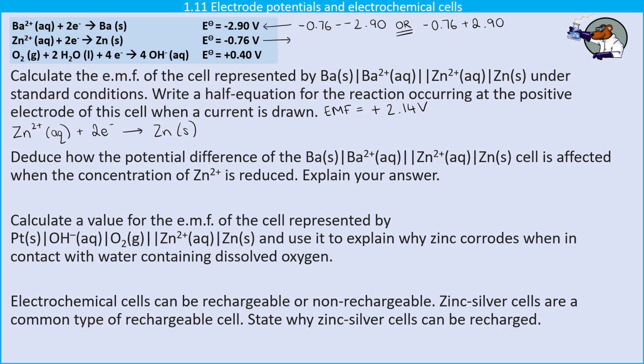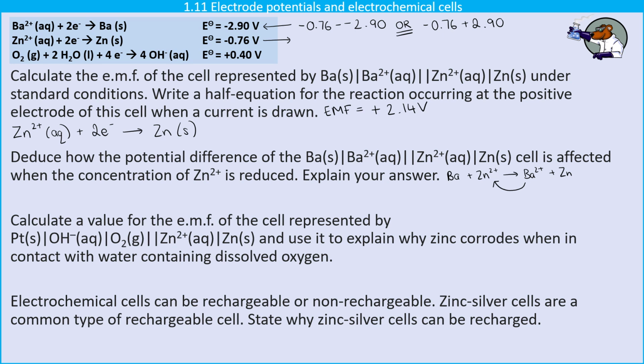Next up, deduce how the potential difference of this electrochemical cell is going to be affected when the concentration of zinc 2+ is reduced. So if we think about the reaction that's actually happening, we've got barium reacting with zinc 2+ ions to produce barium 2+ and zinc. So if you think about this like a chemical equilibrium, because that's what it is, then if we're reducing the amount of zinc 2+, then we know that the position of equilibrium is going to shift to the left in order to counteract that reduction in the concentration of the zinc 2+.